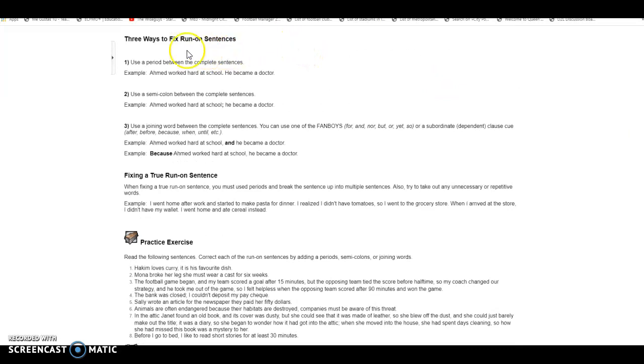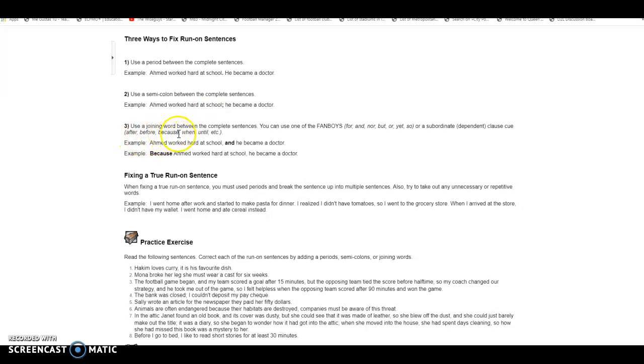So there are 3 ways to fix a run-on sentence. First, you can add a period. "Ahmed worked hard at school, period, he became a doctor." So that's fine. We now have 2 sentences instead of 1. You can use a semicolon. "Ahmed worked hard at school, semicolon, he became a doctor." So if you want to keep the 2 ideas together and not break them into 2 sentences, a semicolon can do that. It's like a period replacement.